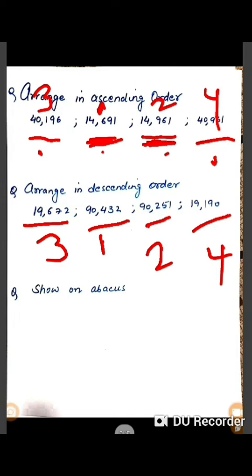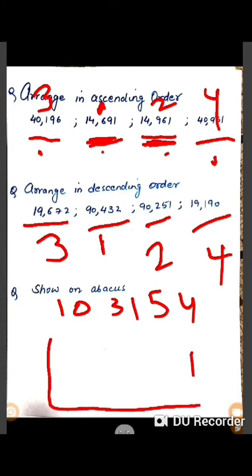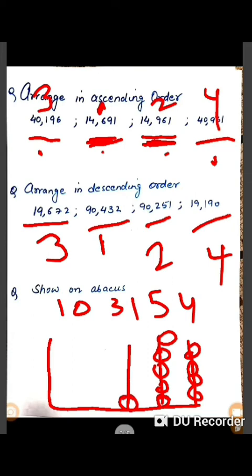The next question says that you need to represent on an abacus. Now, the number which is given to you for the abacus is 103,154. This you need to represent. Now to represent this, we are going to first draw an abacus, right? For 4, you will draw 4 circles. For 5, you draw 5 circles. For 1, you will draw only 1. For 3, you will draw 3. For 0, you are not going to draw any circle. And for 1, you are going to draw 1 circle. This represents your abacus, where you can write down ones, tens, hundreds, thousands, ten thousands and lakh.